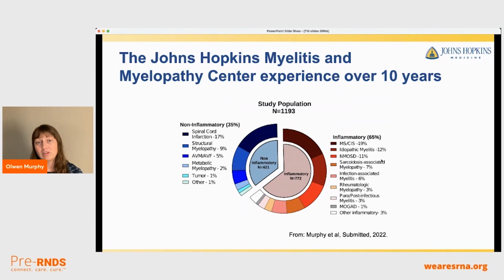And we've taken this approach at the Johns Hopkins Myelitis and Myelopathy Center now over the last few years, really trying to get to a more accurate diagnosis. And we've recently put together this study, based on what's actually happened to the people who have attended our clinic over the last 10 years. How have we been able to be more specific with their diagnosis?